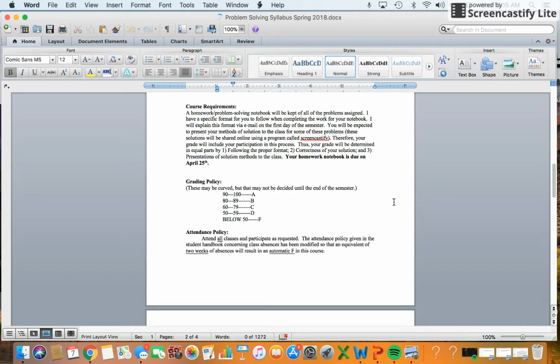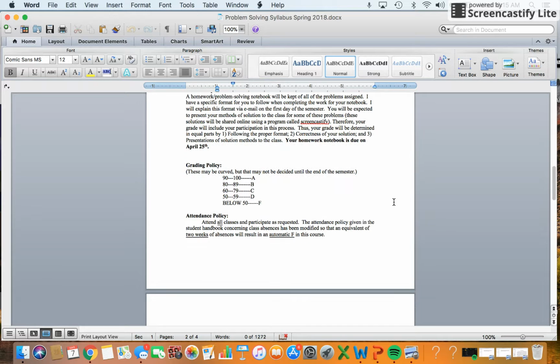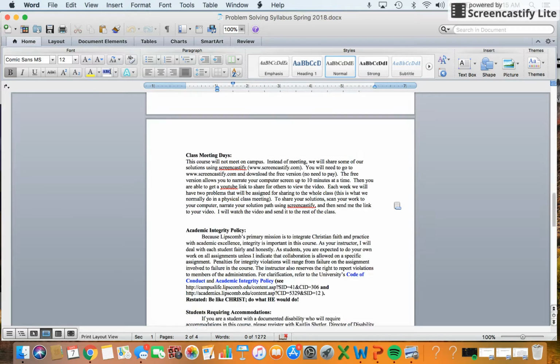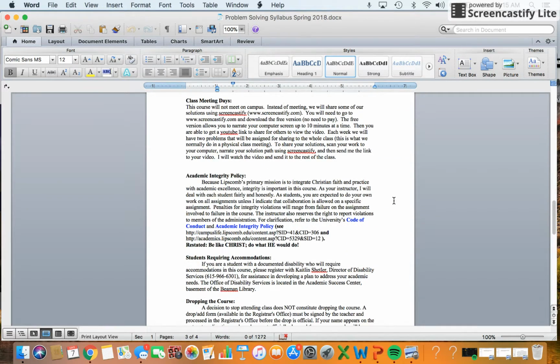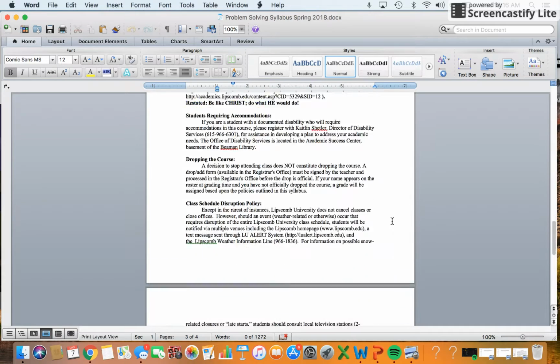Each week you're going to have two problems to solve that will be class shared solutions. And so you'll need to download Screencastify in order to use that. Please let me know if you have trouble getting Screencastify downloaded and using it. It's pretty straightforward. It's actually what I'm using right now. We follow a 10-point grading scale, kind of standard. And again, here you can see class meeting days, all about Screencastify and sharing the YouTube link. So again, that's all there.